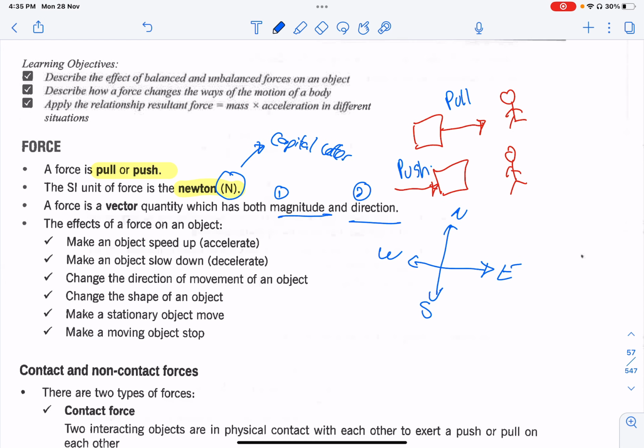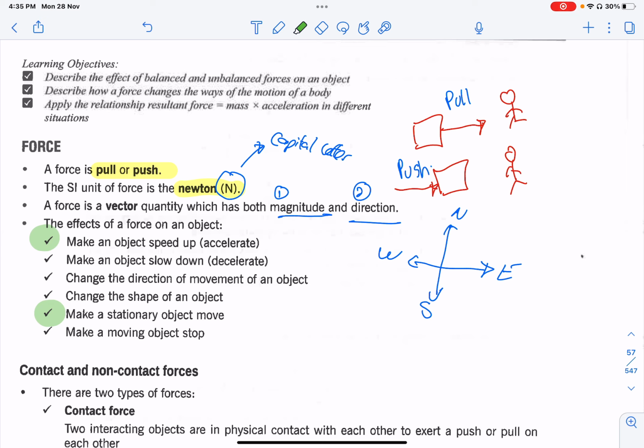Now, a force can lead to an effect, so that's why we talk about the effects of a force. There are a few ways in which the effect of a force could be seen. For example, number one, it can make an object speed up or accelerate. Imagine yourself pushing behind a car. When you keep pushing, pushing, pushing, this will cause the object, initially stationary, to start to move. Then later on, as you continue to keep pushing, it will help the object to accelerate.